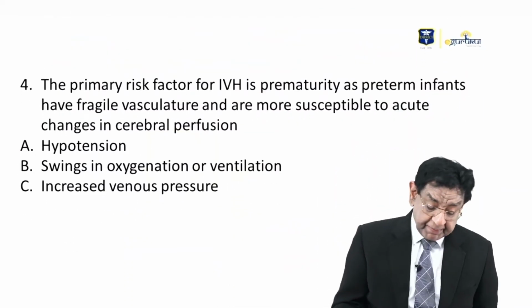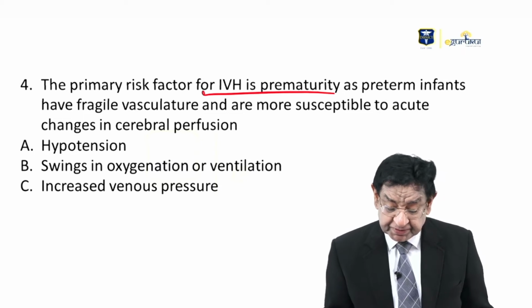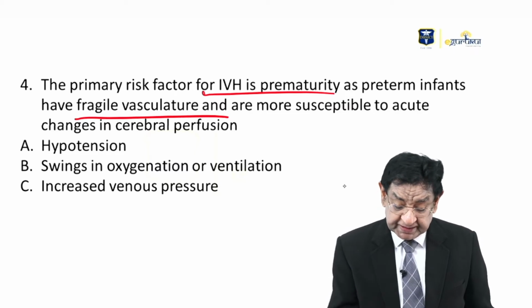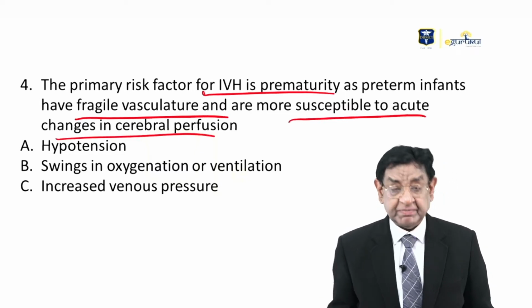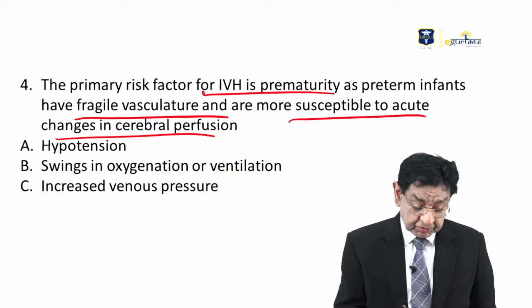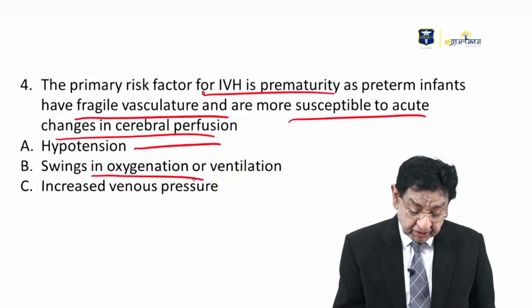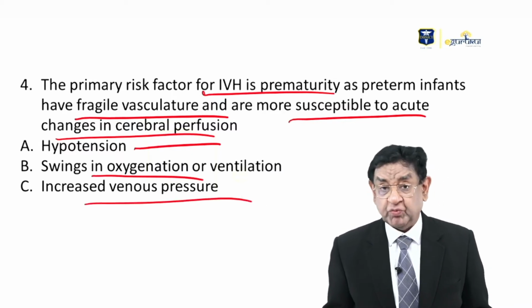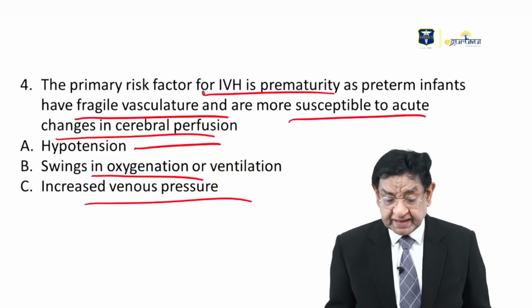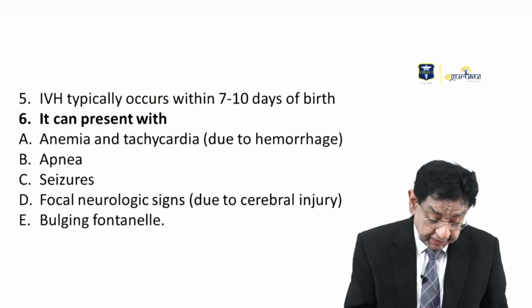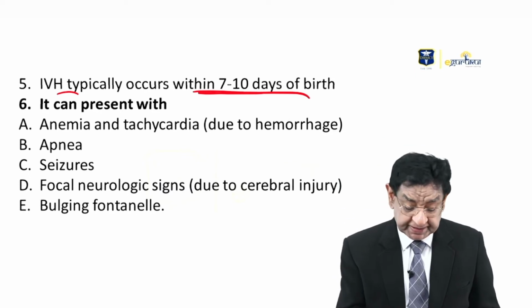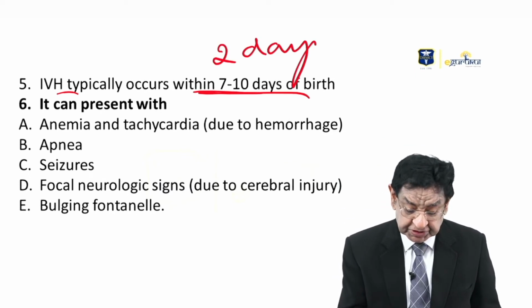Now, the primary risk of intraventricular hemorrhage is prematurity. Preterms have very fragile vasculature and they are more susceptible to acute changes in cerebral perfusion also. That can lead to hypotension, swinging in oxygenation and increased venous pressure. Why? Because the venous drainage is hampered, which secondarily causes parenchymal bleeding also. Well, intraventricular hemorrhage typically occurs within 7 to 10 days of birth. In our case, it was just a 2-day-old child.